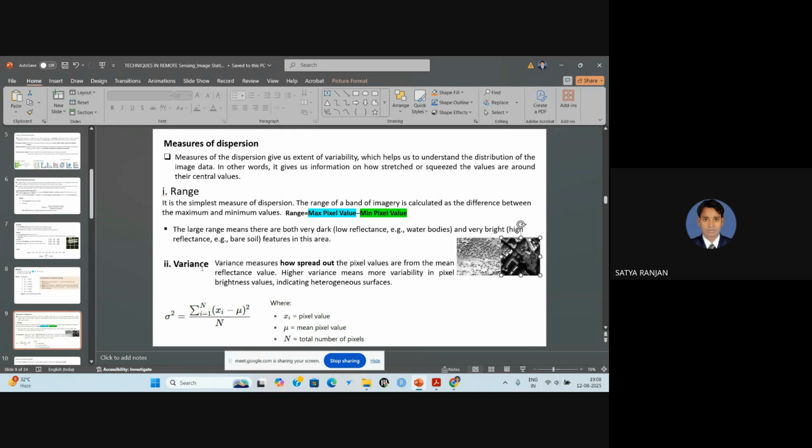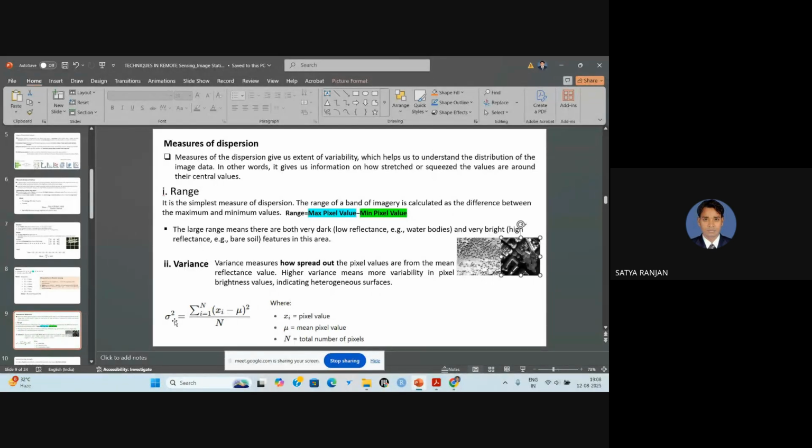So variance gives information about the statistical and spatial information of the image, that a lot of features are there, like some scenes have water bodies, sand areas, built-up lands, forest area, agricultural lands, and wetlands. If all these are there, then the highest variance is found.